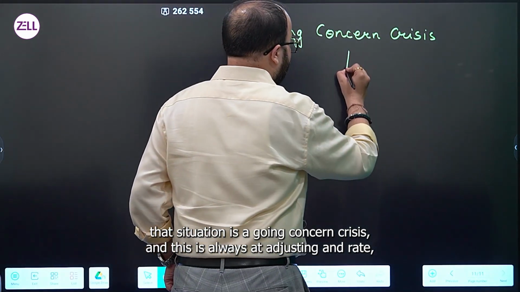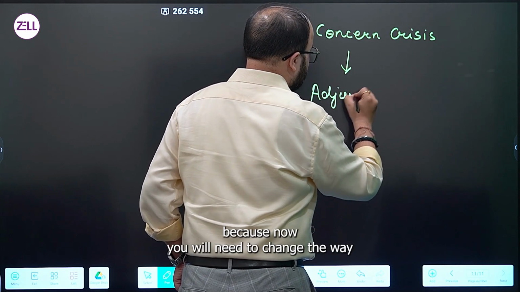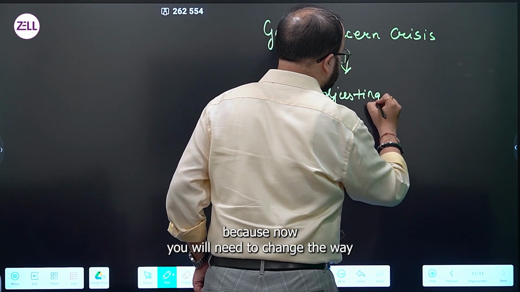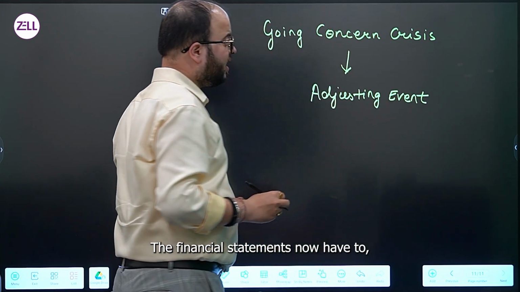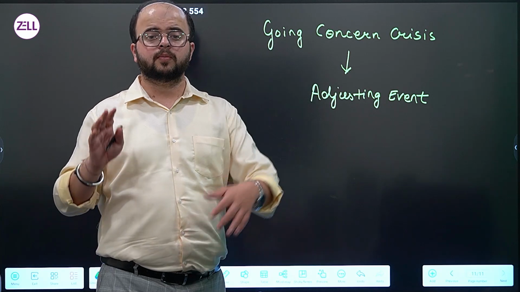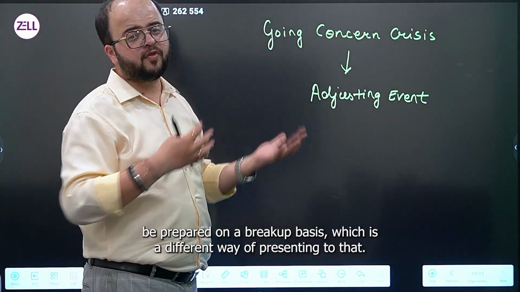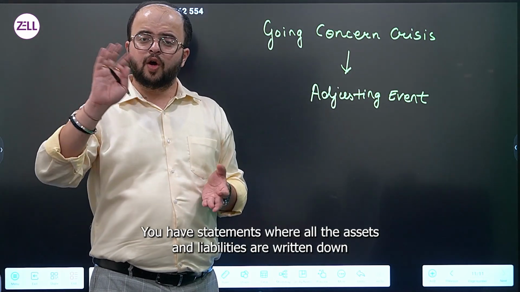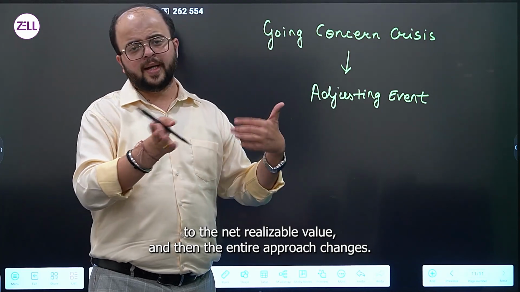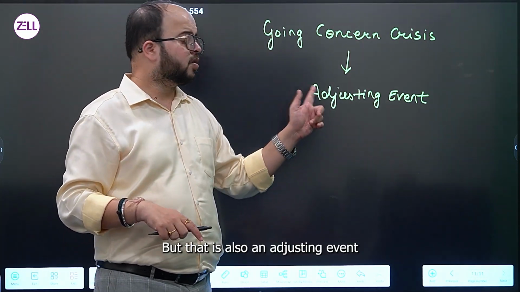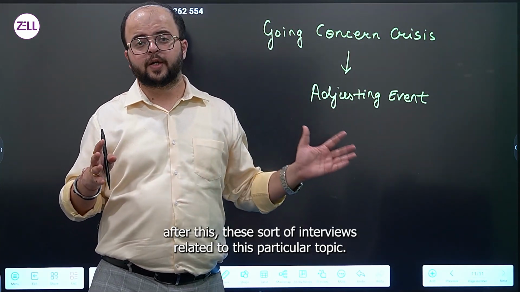then that situation is a going concern crisis. And this is always an adjusting event, because now you will need to change the way the financial statements are prepared. The financial statements now have to be prepared on a breakup basis, which is a different way of presenting financial statements, where all the assets and liabilities are written down to their net realizable value, and then the entire approach changes. But that is also an adjusting event. After this, we'll solve MCQs related to this particular topic.